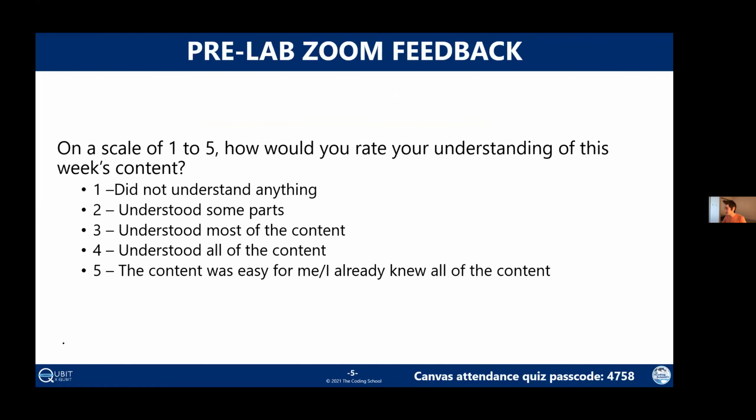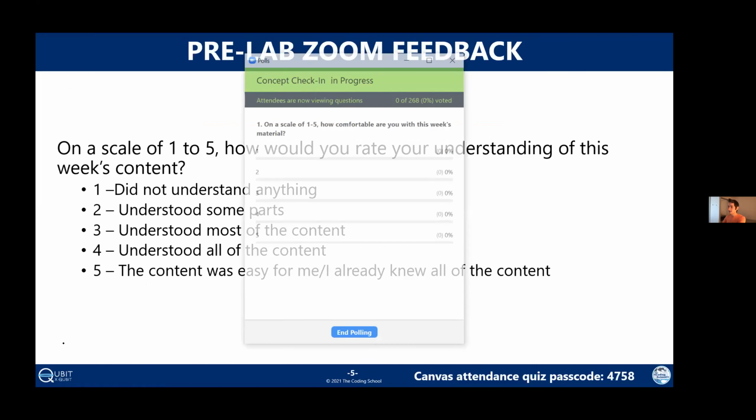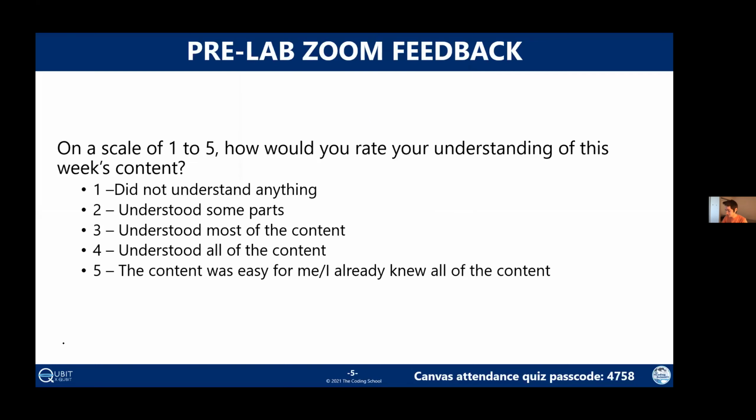Okay, awesome. So let's do the pre-lab Zoom feedback. Same question as always, scale of 1 to 5. How would you rate? Oh, whoa. Interesting. It showed the poll on my screen share there for a second. Anyway, same question as always, scale of 1 to 5. How did you feel about this week's content? Go ahead, fill this out.